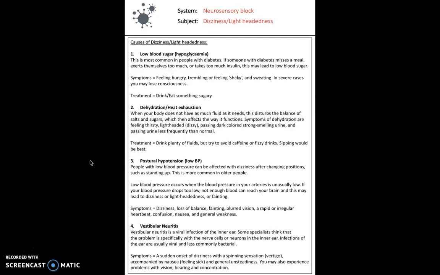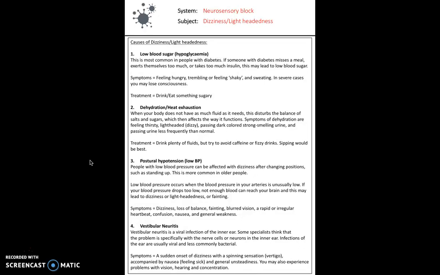Moving on, we have dizziness and light-headedness. Dizziness can be split into 4 distinct categories: vertigo, disequilibrium, pre-syncope, and light-headedness. Those are the 4 subheadings you would expect under dizziness. But what are the causes? These are the main things you really need to know about.